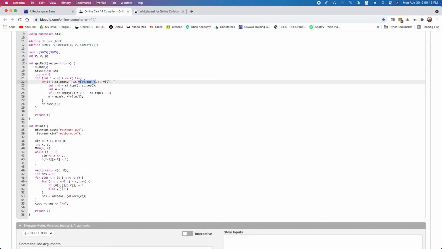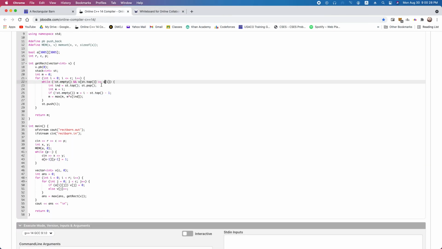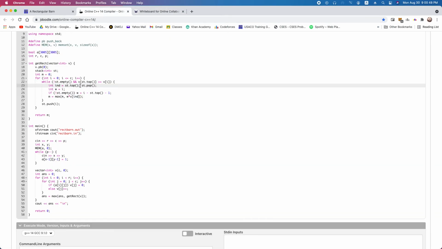Otherwise, we can check if the height at the top of the stack is greater than or equal to our current position. So basically, if our current position is smaller than the previous position, we should perform our calculations on finding the height. So first, as I said, we'll get the index of the top, because this position will give us the height that we're looking at. So we're basically looking at the element on the top of the stack before what we are currently looking at. And then we pop this back.